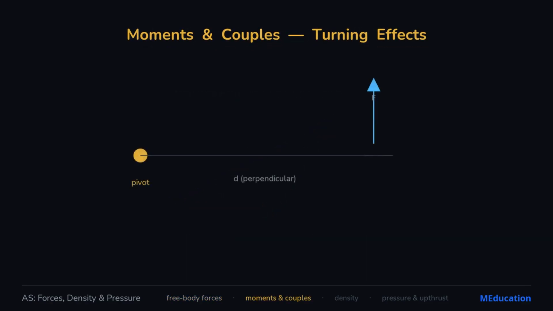A force can also turn an object, and that turning effect is the moment. The moment of a force equals the force times the perpendicular distance from the pivot. That word perpendicular is where marks are lost. It is the distance at right angles to the line of the force, not along it. Push further from the hinge, or push harder, and the turning effect grows.